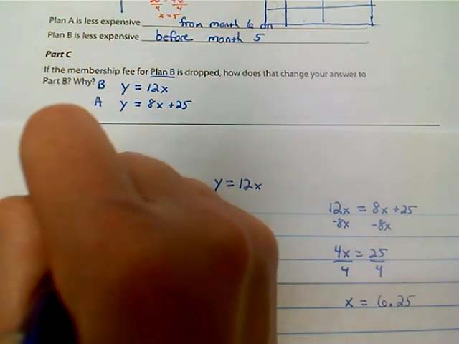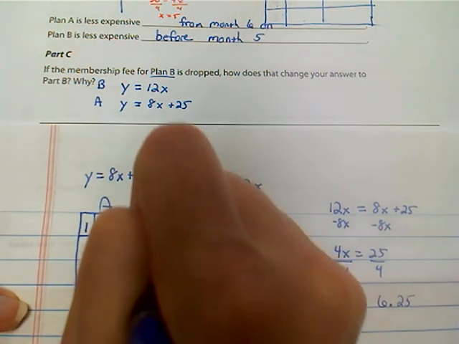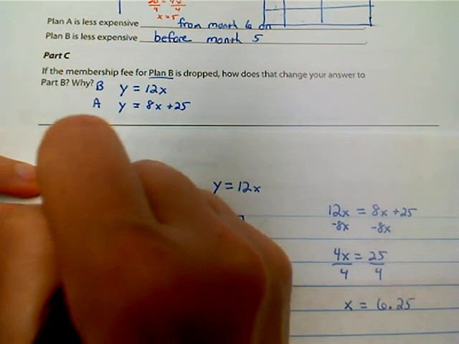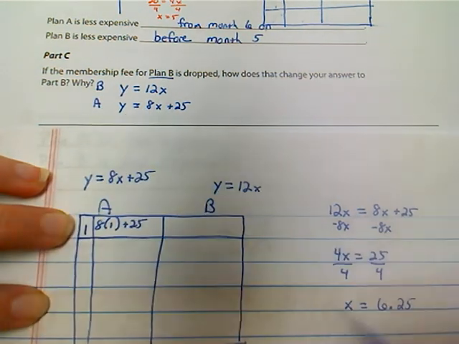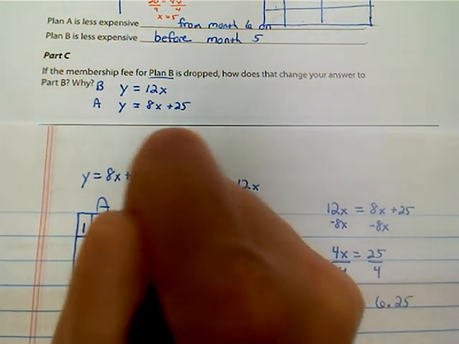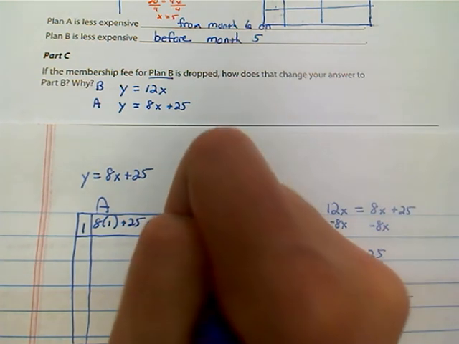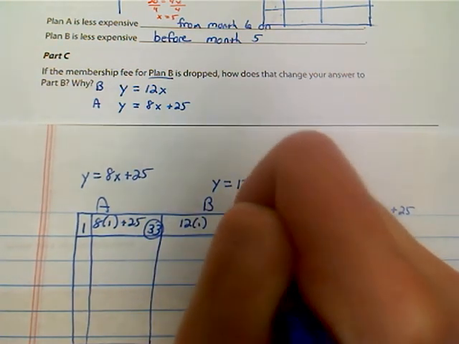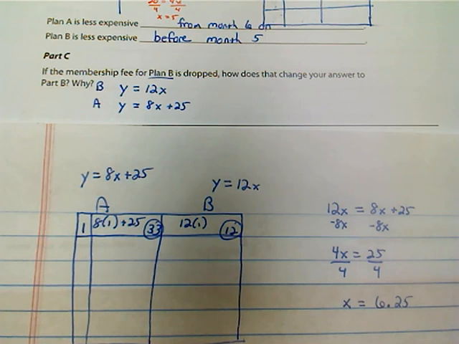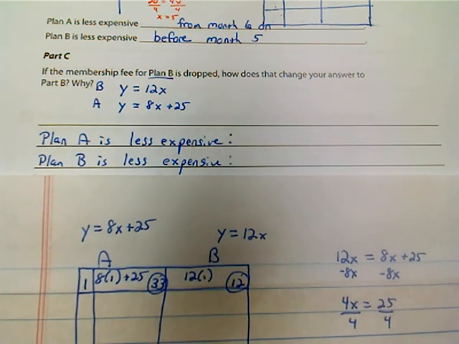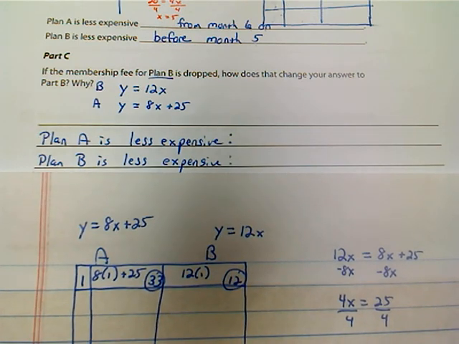So let's look at month 1. If I plug in month 1, I've got 8 times 1 plus 25, which I'm going to get the same thing there. So that was $33. $33 for Plan A. Plan B, I've got 12 times 1. That's $12. So Plan B is still, of course, going to be cheaper. I took away more money from Plan B. So now Plan B is still going to be less expensive for the first 5 months, but it's also going to be less expensive through month 6.